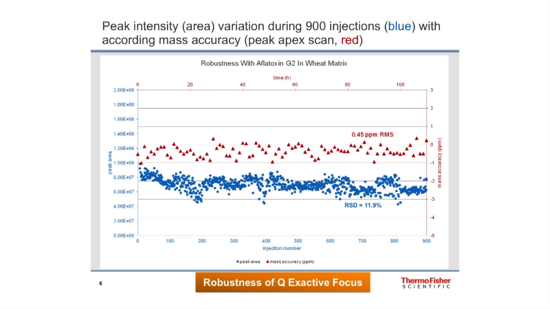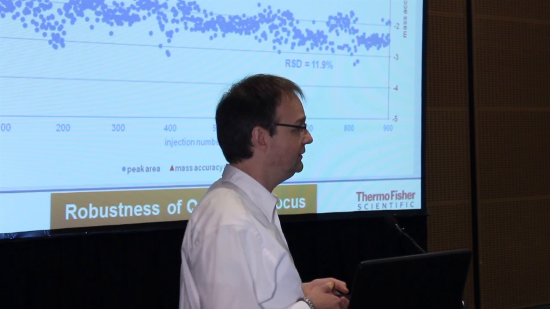We get a flat line here, so we don't get any decrease due to contamination. And on the other hand, for the mass accuracy, we still stay inside a plus minus 1 ppm window with internal calibration. So the RMS value is 0.45 ppm over the whole time. And we have on the intensity an RSD of nearly 12%.